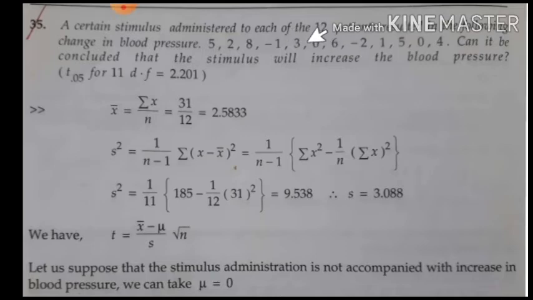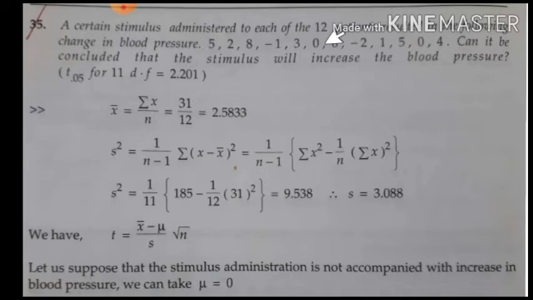They have given the data here, the change in the blood pressure of 12 patients after giving some injection. But we don't know whether it increased, decreased, nothing. Yes or no? So they are asking us to test whether this injection will increase the blood pressure of the patient or not. We need to check. We need to verify that.